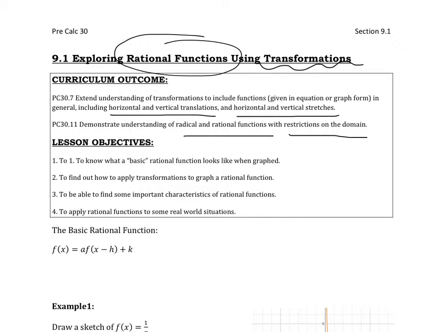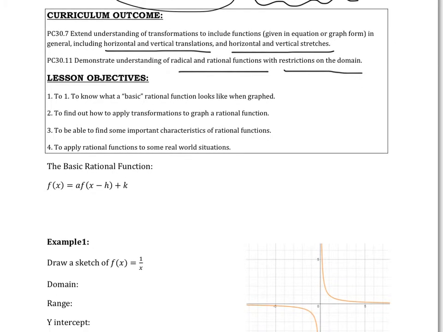So when we look at our basic rational function, we still have the same things that are happening. So our A is still a vertical stretch. Our H is moving left or right. And our K is moving up or down.